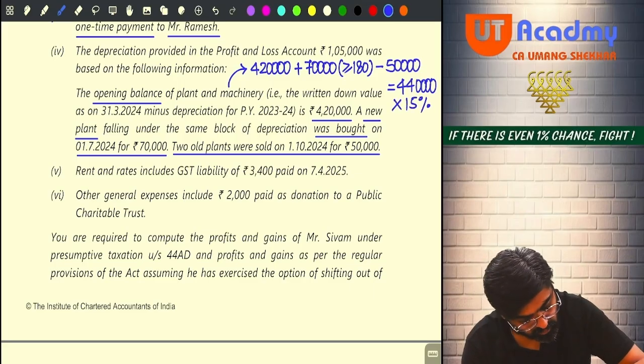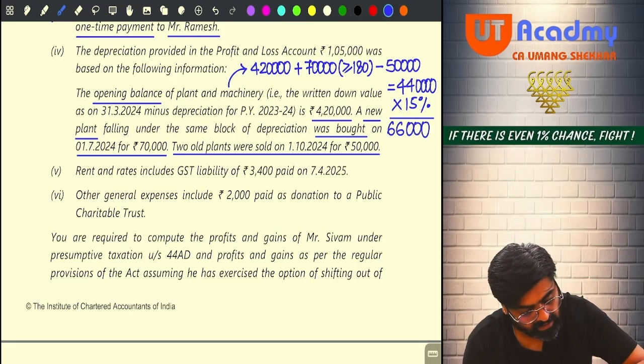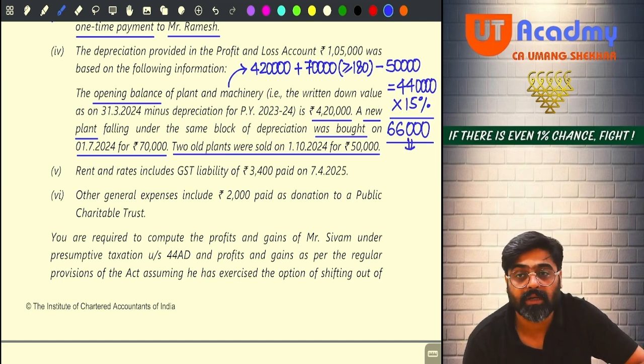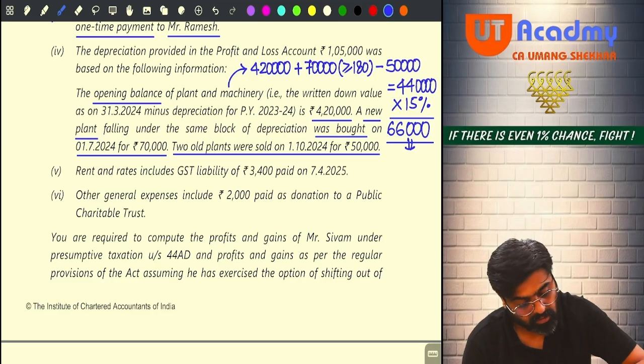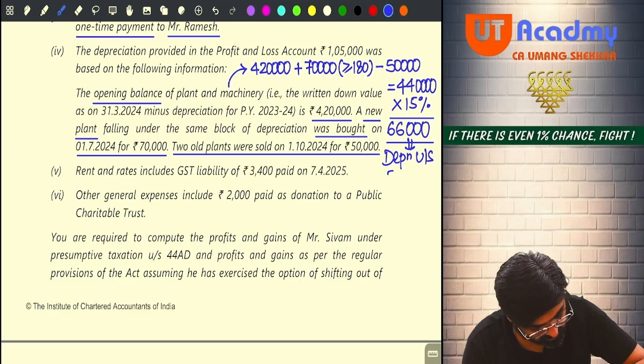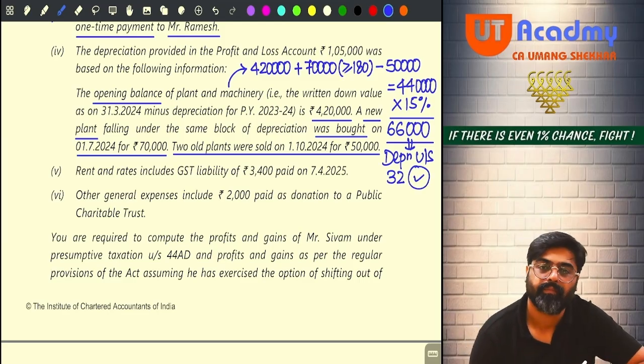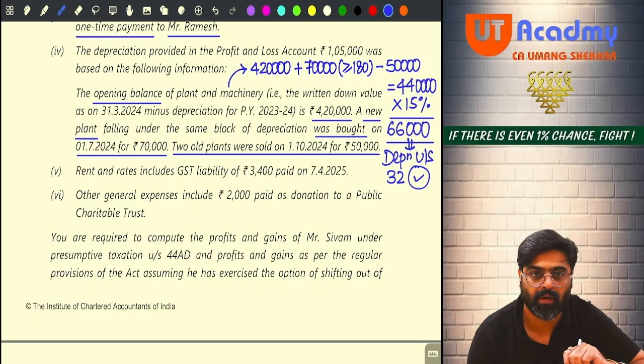Yes or no, sir? So on this, if I apply full rate, meaning how much? 15%. So my depreciation here will be 66,000. This depreciation I have calculated by applying the provisions of section 32. Yes or no? So this is the depreciation under section 32. This should be allowed, no?